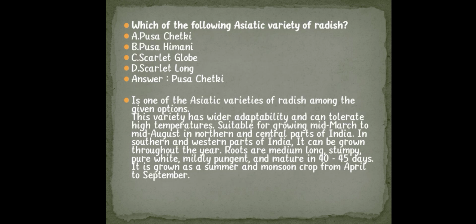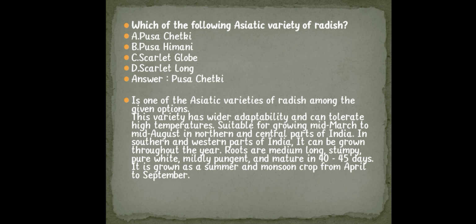The next question: which of the following is an Asiatic variety of radish? Firstly Pusa Chetki, Pusa Himani, Scarlet Globe, Scarlet Long. And the answer is Pusa Chetki. So it is one of the Asiatic varieties of radish among the given options.